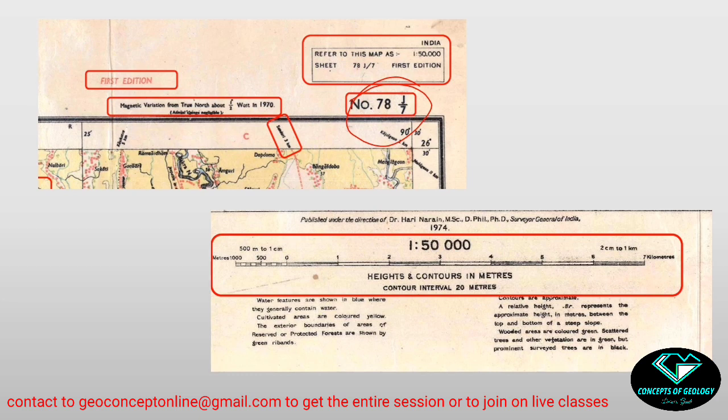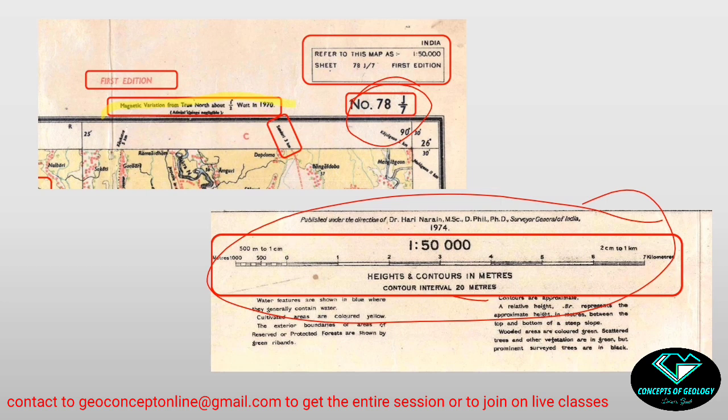How can we find this topo sheet number, or how are topo sheet numbers made? What is the meaning of the symbol? We will discuss that in a later class. But this is the topo sheet number, and from this number we can find which district or which area is covered under this topo sheet. Next, the scale is marked clearly here. It is made on a 1:50,000 scale. That means 1 centimeter in this topo sheet will be 500 meters on the actual ground.